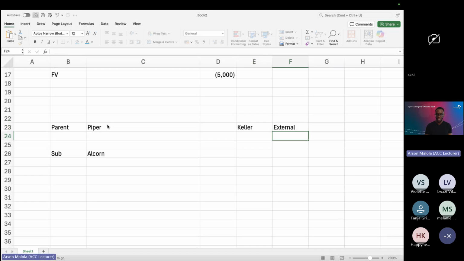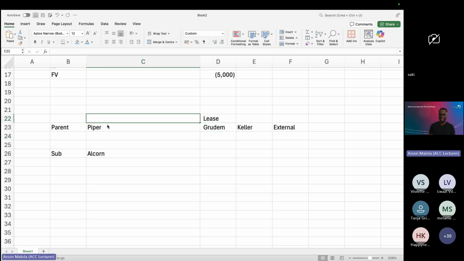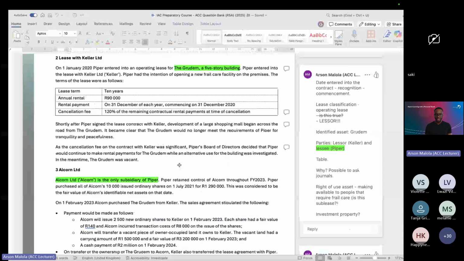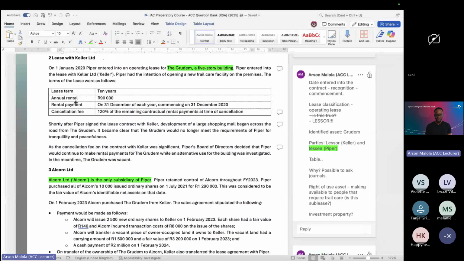Right? Then between these two, we have a lease. Because of the Grudem, right in the middle here, between Piper and Keller. Piper is a lessee, and Keller is a lessor. Right?